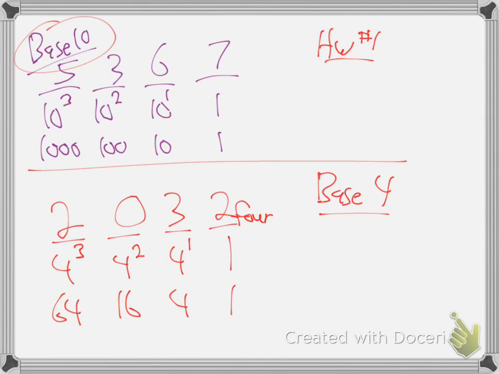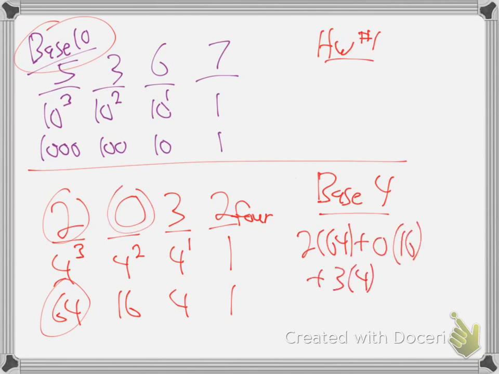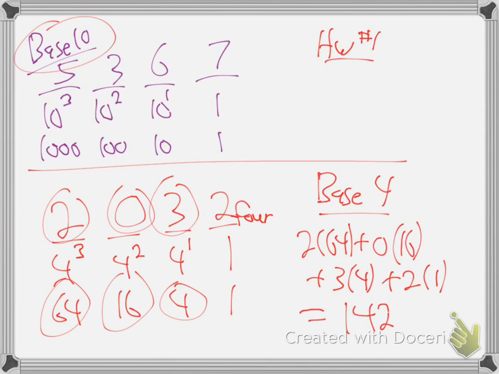So how am I going to figure out 2 64s? Just multiply. Just 2 times 64 plus 0 16s. 3 is the face value. There's 3 in the 4s place, and there's 2 in the 1s place. And then just use your calculator. What is that? 128, is it 142? So that's the number 142, like we're used to. So 2032 base 4 is the same as 142 base 10, normal.